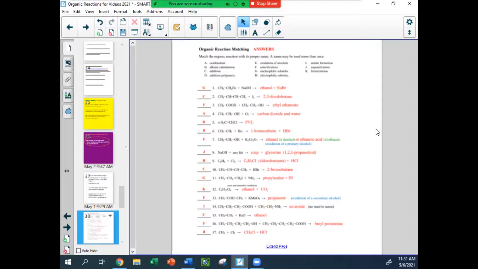So this organic reaction matching is a very solid experience for you to practice, to be able to recognize these reagents, and then predict the reagents and the type of reaction.